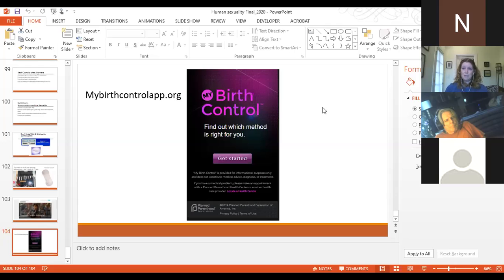So you're changing a patch once a week. So each patch is good for a week. So you leave it on for a week, and then you're changing one patch a week for 3 weeks, and then you go 1 week patch free. So it's just a non-daily alternative to the pill, and it has similar benefits to the birth control pill.